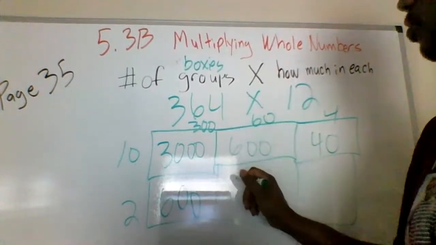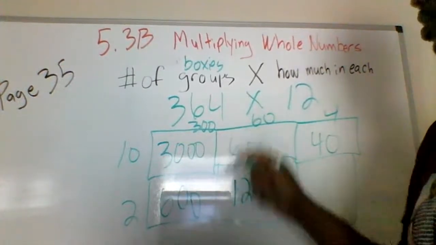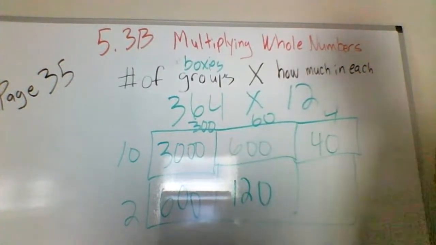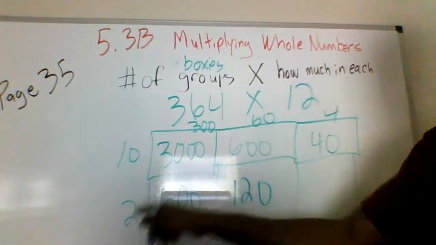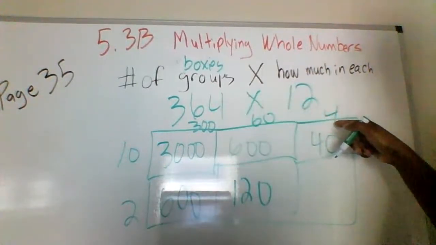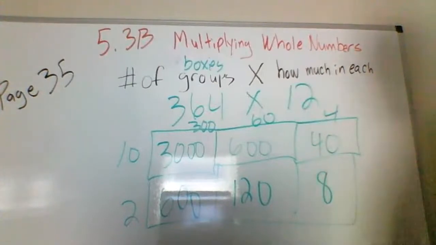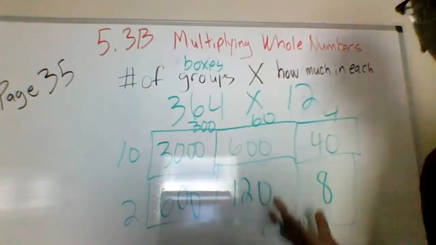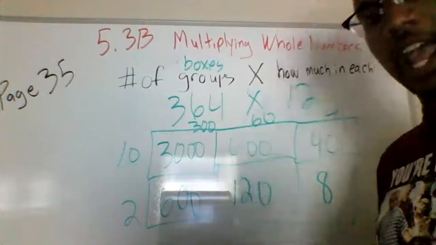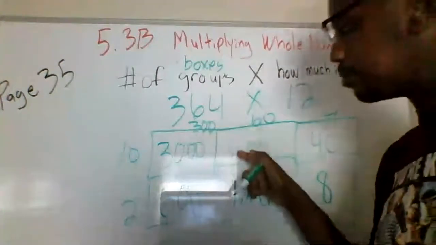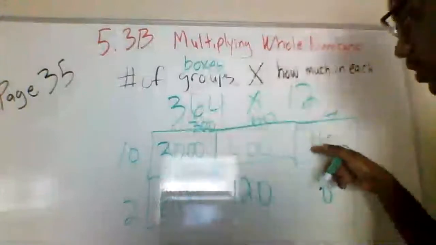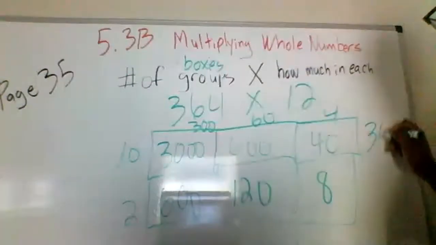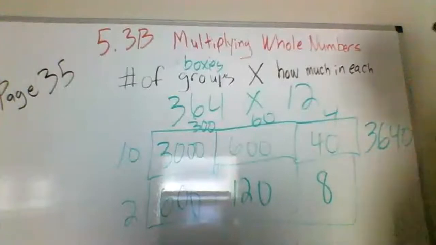2 times 6 is 12, 1 0, 120. 2 times 4 is 8. All right. So now I have all boxes filled out. Now I just have to add. 3,000 plus 600 is 3,600. Plus 40 is 3,640. Right?